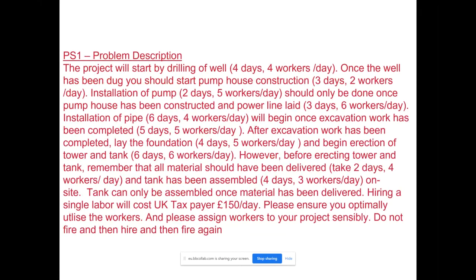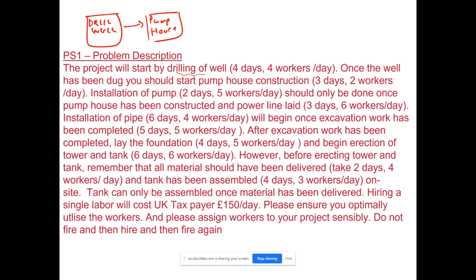So we would start by just a quick read through the problem as it was given. So it stated that the project will start by a drilling of well. So we know that the first activity we could put here is drill well. Okay, once the well has been dug, you should start pump house construction. So we can see it's a very simple finish to start relationship, and we would follow it with pump house construction.